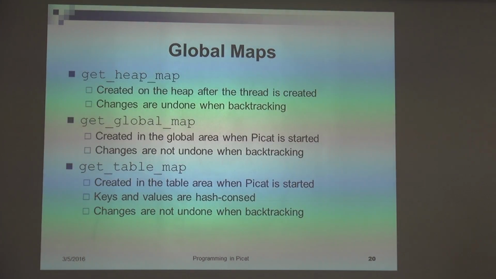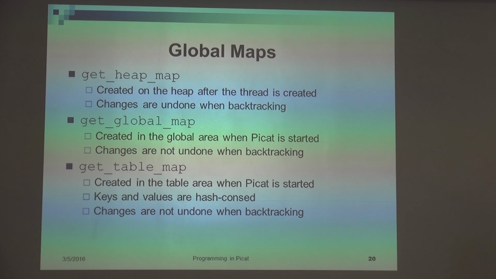Also, there are global maps. Global maps are pre-created. They are provided for convenience. There are 3 types of global maps. Heap map is created on the heap, and changes are undone upon backtracking. So that means in a search tree, you create a map, make changes on one path, but when you backtrack, all the changes will be undone. So when you go on to a different path, you cannot access data created in a previous path.